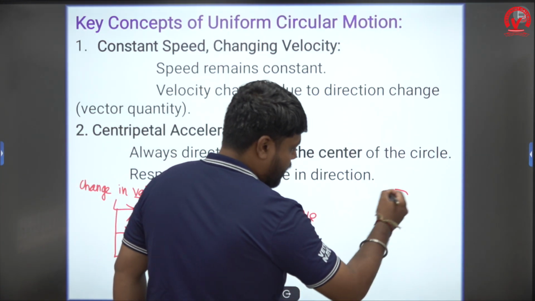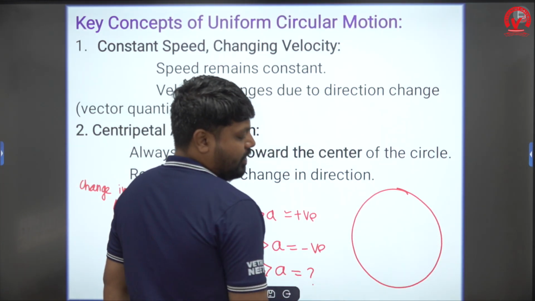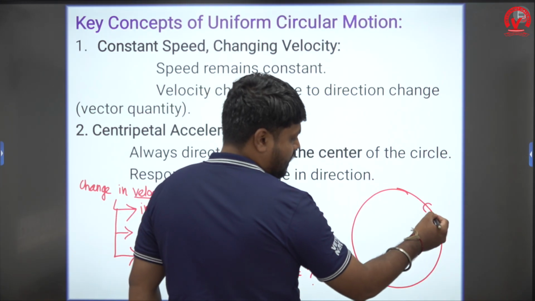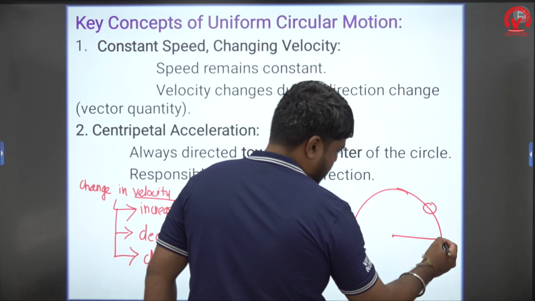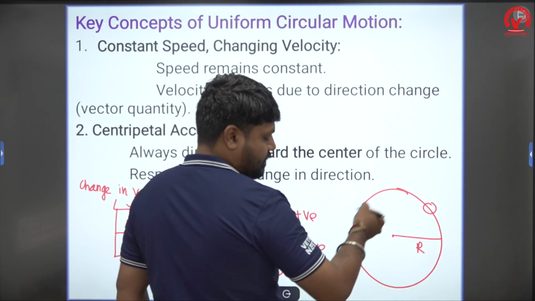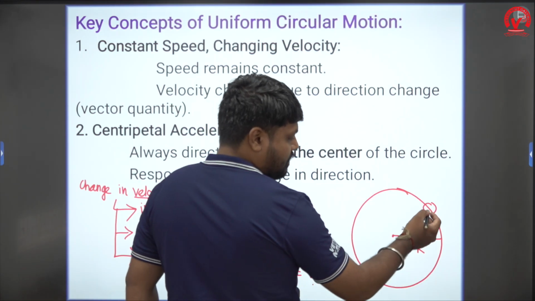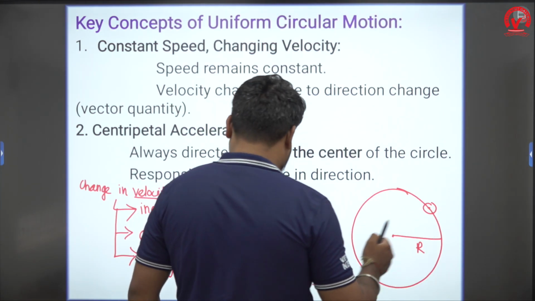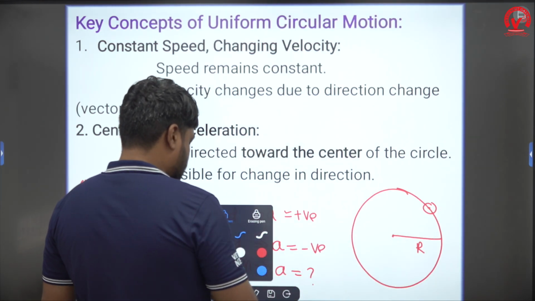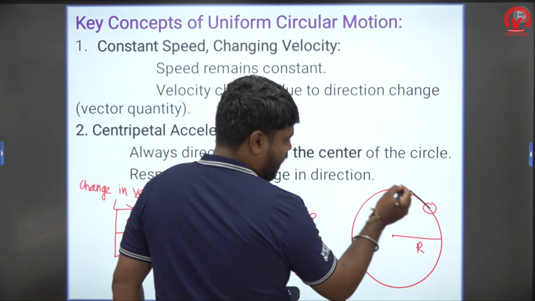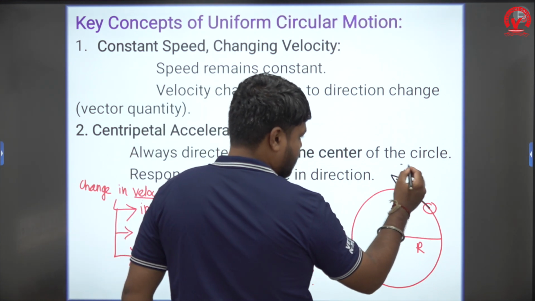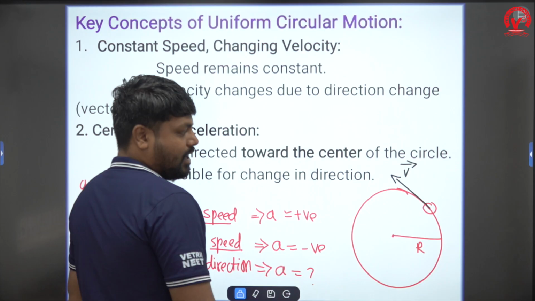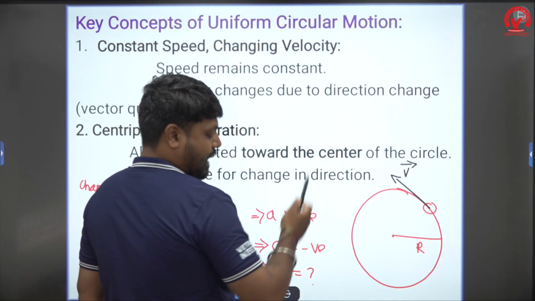So listen carefully. Consider this as the object, and this is the radius of the circle. The object is moving in a circular path. So at this point, what is the acceleration? Let me use a different color here. Draw a tangent. This is the velocity. So at this point the velocity is along the tangent.